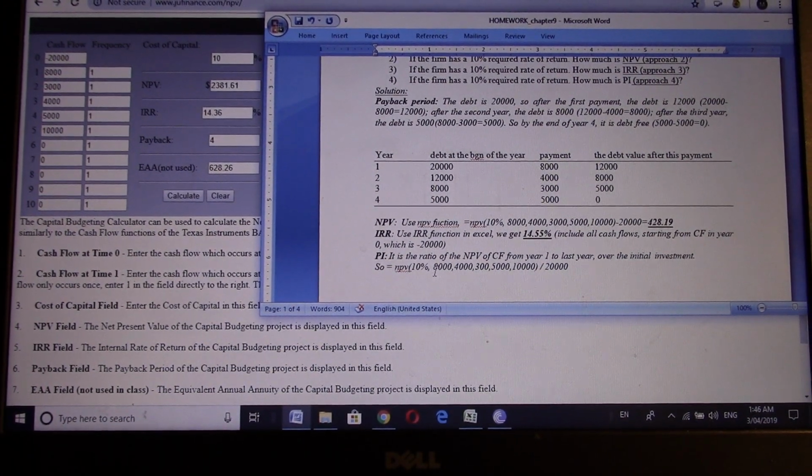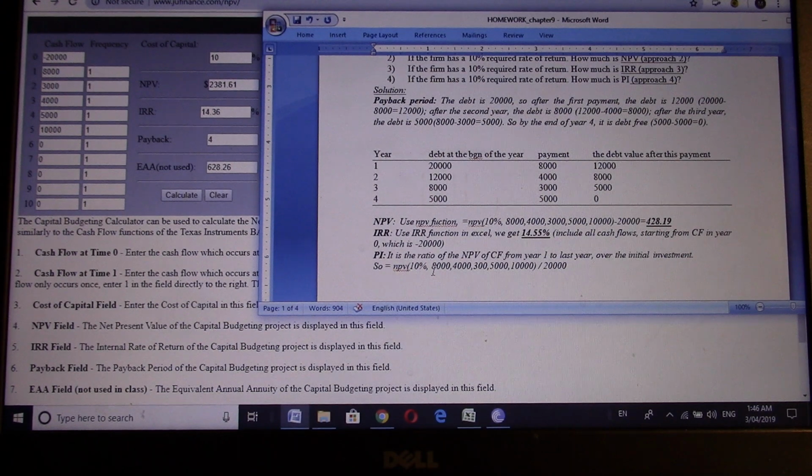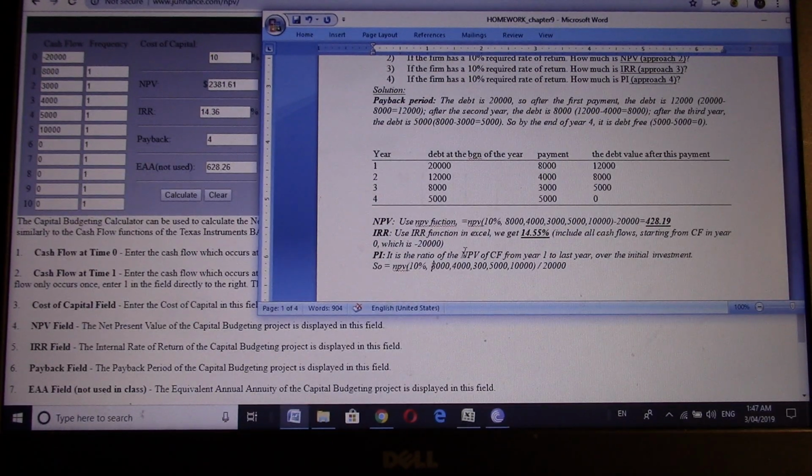The calculator for capital budgeting decisions doesn't have PI, so it can only tell you NPV, NPVR and payback, but there's no PI result. But you can calculate it yourself: it's the ratio of the NPV of the cash flows from year 1 to the last year over the initial expenses. So it's very similar to NPV.